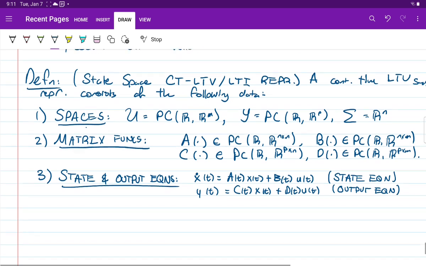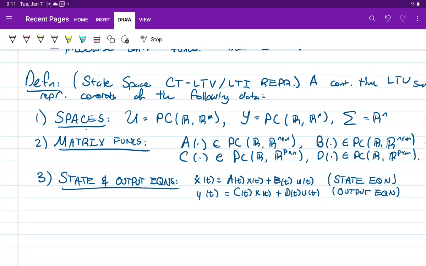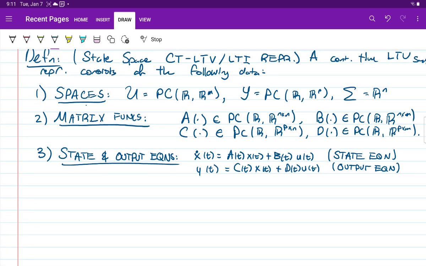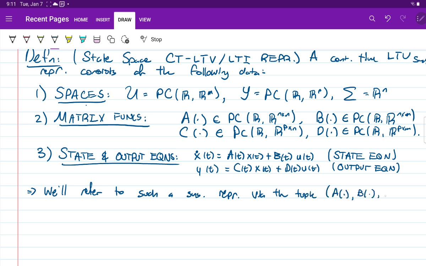Okay, so this is the core definition of our state space continuous time linear time varying representation, all right? And since these matrices carry most of the data about this system, we'll refer to such a system representation via the tuple A, B, C, D.